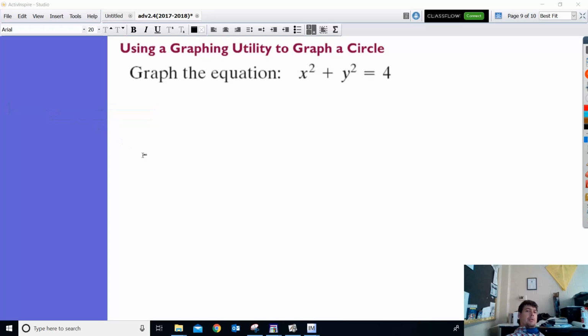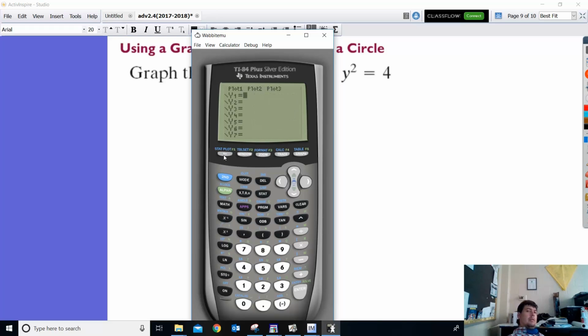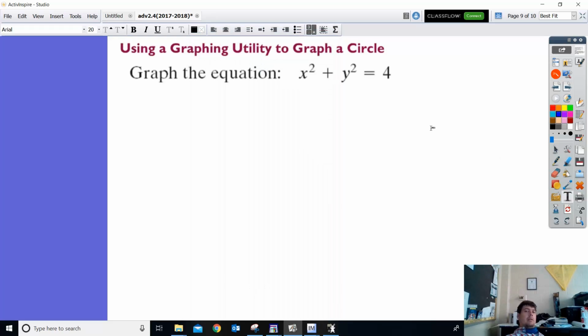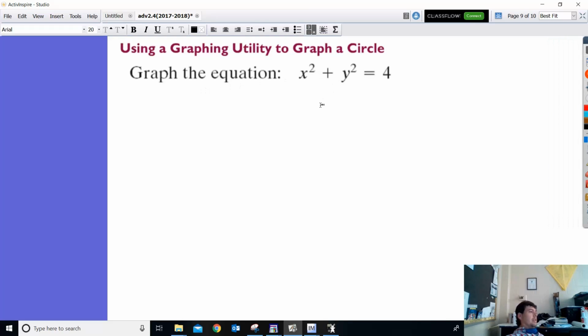all you have at your disposal on a TI-84 is y equals. You don't have y squared equals, you don't have x squared equals, you have y equals. That's what you have at your disposal. So to actually graph on a graphing utility other than a site like Desmos, what do you have to do? You have to solve for y. It's the only way to do it. And this isn't a hard equation to do. In fact, it's way too easy.